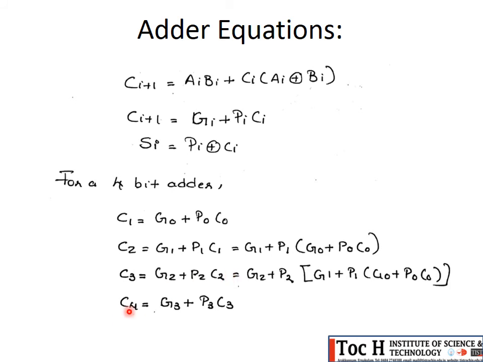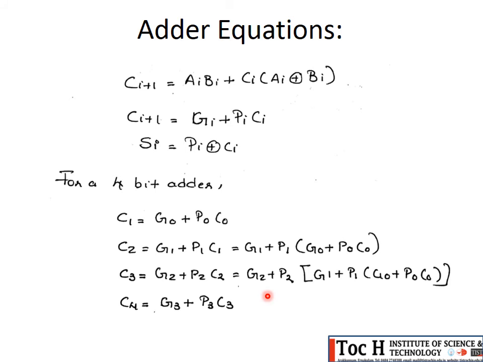And finally, in case of C4 it is G3 plus P3 C3, and if we substitute for C3 from the previous equation, the equation for C4 is G3 plus P3 G2 plus P3 P2 G1 plus P3 P2 P1 G0 plus P3 P2 P1 P0 C0.